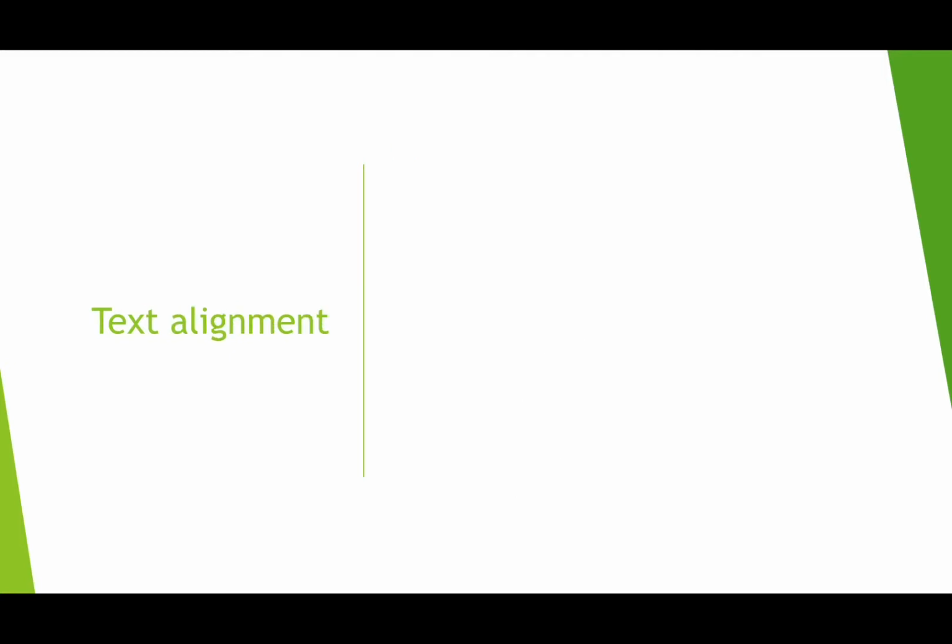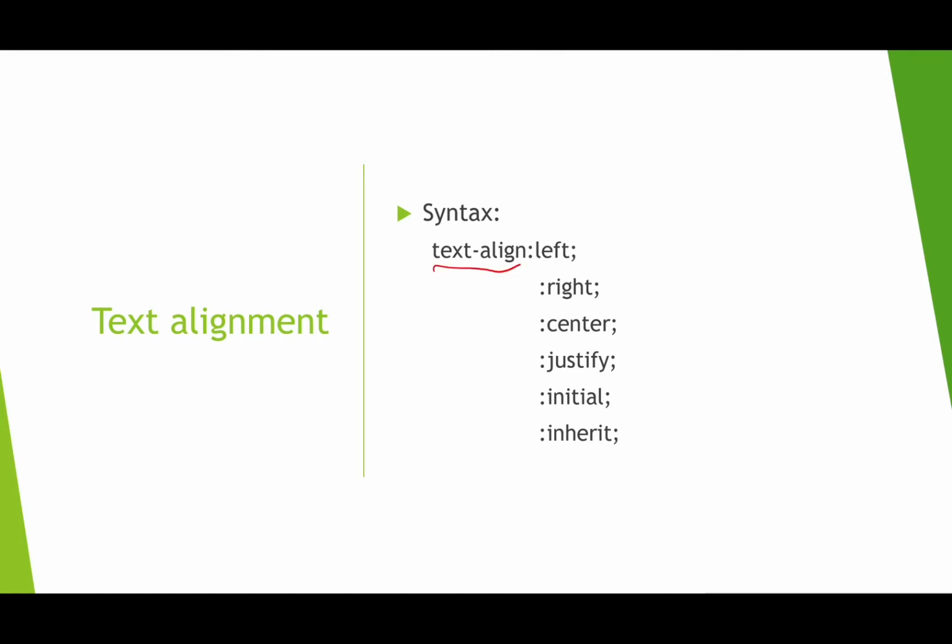The CSS text-align property defines the horizontal text alignment for an HTML element. Here the property name is text-align, and the values for this property are left, right, center, justify, initial, and inherit. Left aligns the text to the left, right aligns the text to the right, center centers the text, justify stretches the line so that each line has equal width, like you can see in newspapers and magazines.